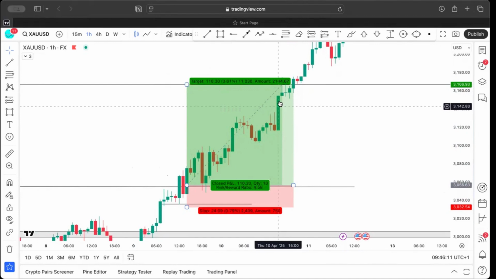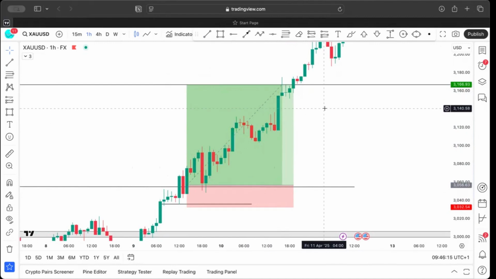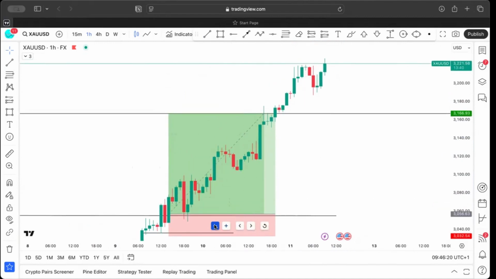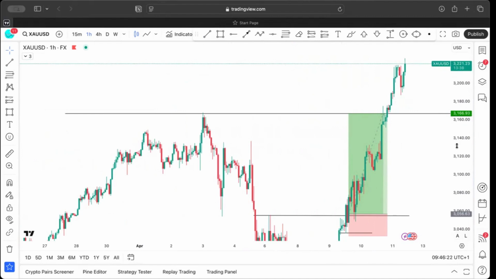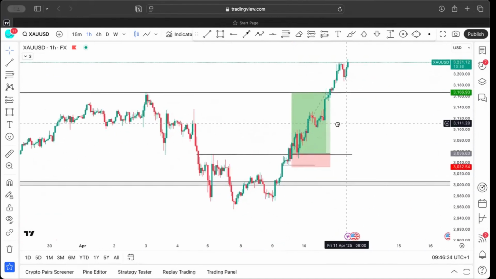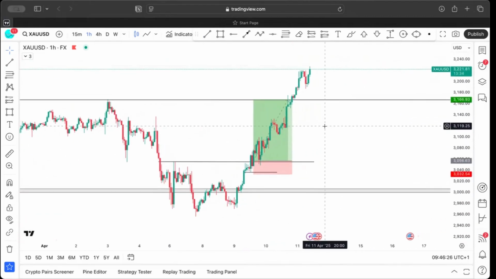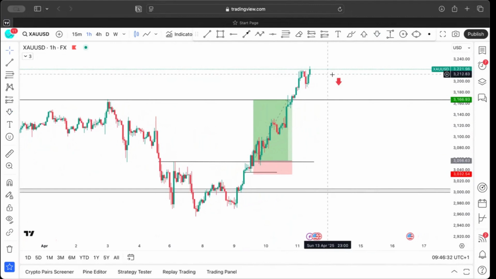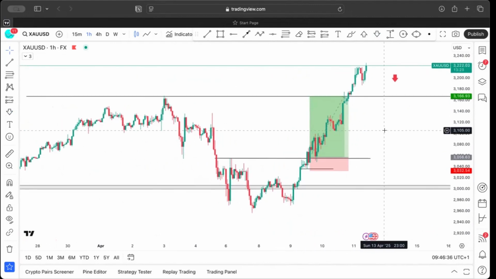Although I took profit somewhere around here because I was going to leave the house and not monitor the trade. Took profit somewhere around there, but you see how beautifully this market played out. And this is the profit I made. Oops. This is the profit I made on gold. So this is for gold.